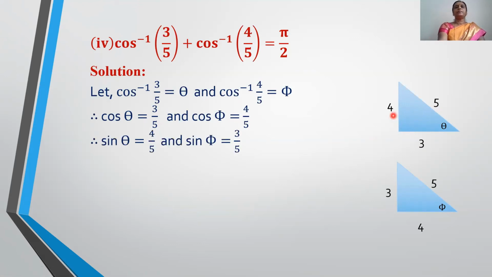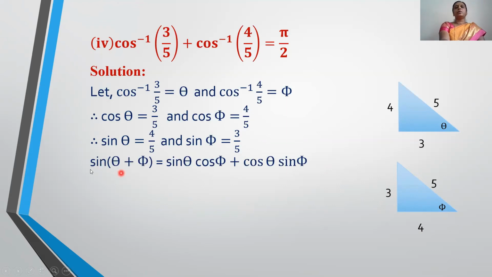Therefore, you write down sine theta is equal to 4 by 5. For this, you again take the right angle triangle. Here cos phi is 4 by 5, which means the adjacent side is 4 and the hypotenuse is 5, if this angle is phi. And obviously this opposite side must be 3. Therefore write down sine phi is equal to 3 by 5.